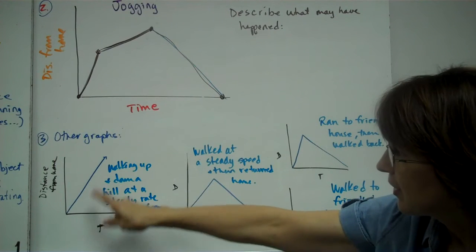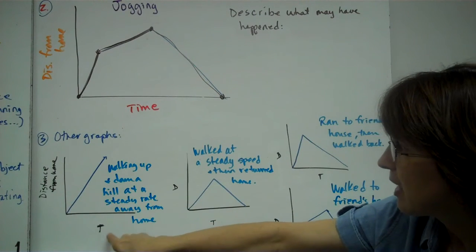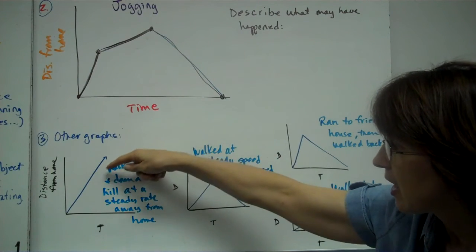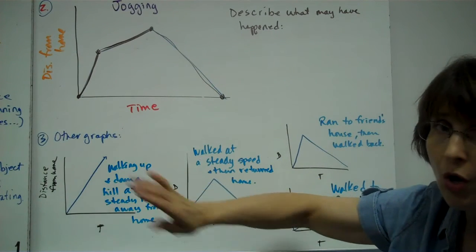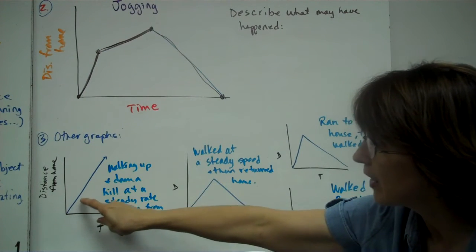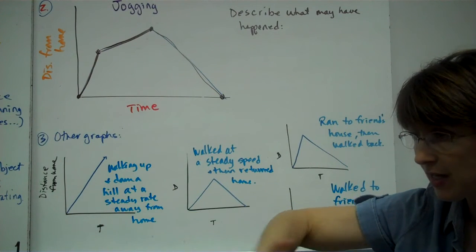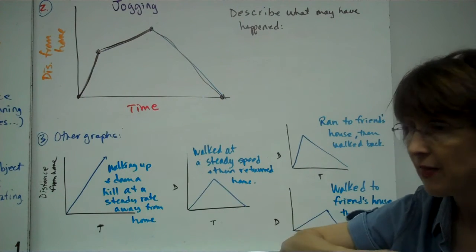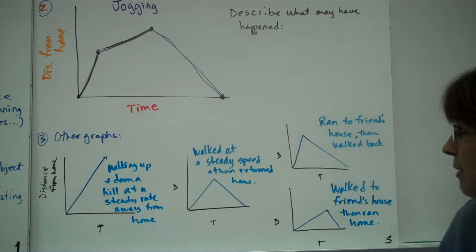Okay, other graphs we can talk about. If you look at this, you're going to think distance from home again and time. This could be walking up and down a hill at a steady rate away from home. Or it could just be walking on a flat surface. I just put that in to help you see that. As long as you're steady, as long as the time that went by, you kept going the same amount of distance, that would be one description perhaps.